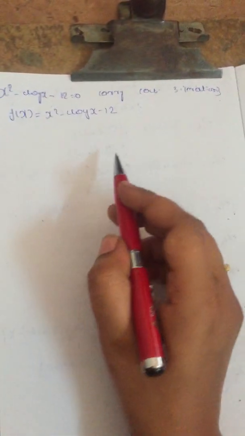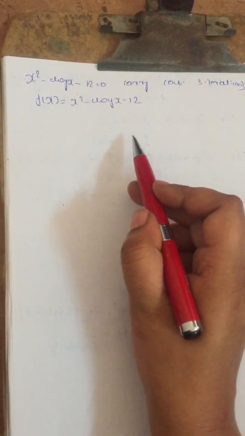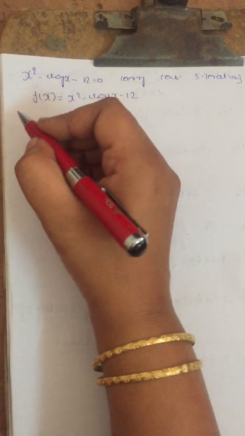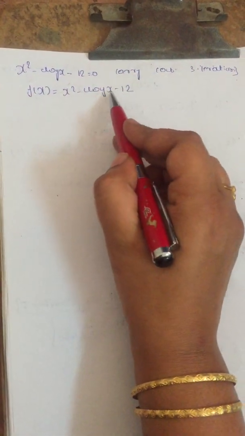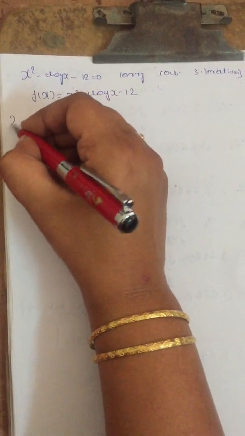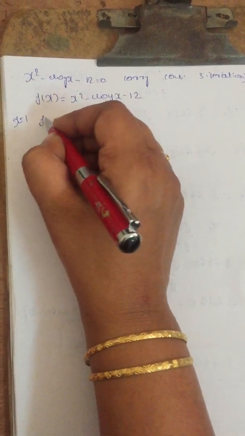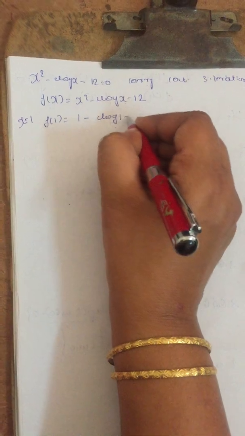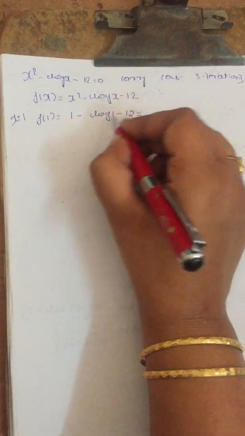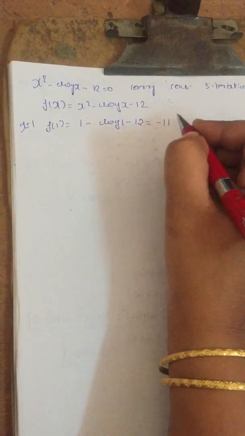Now by using the inspection method, first we have to find one root. So by using the inspection method, take x starting from 1, because at x is equal to 0, we get log 0, whose value is infinity. So take x is equal to 1. f of 1 value is 1 minus log 1, value 0, minus 12, which is equal to minus 11.